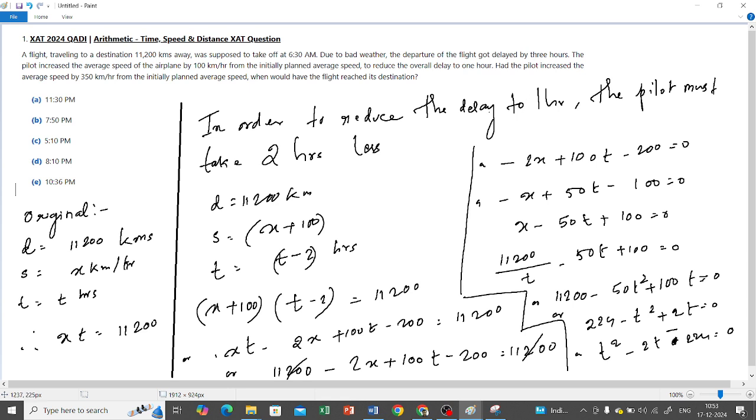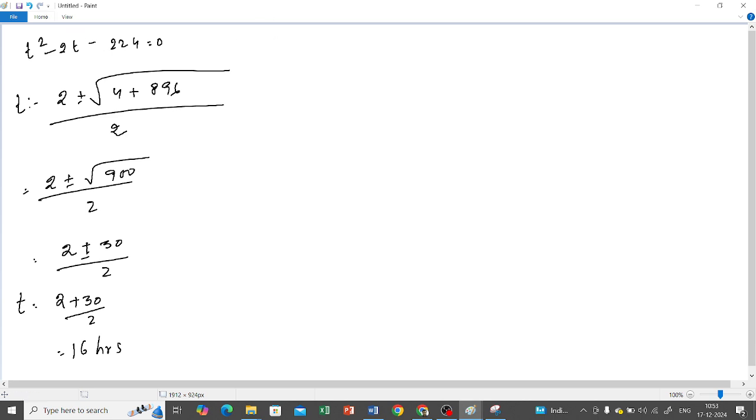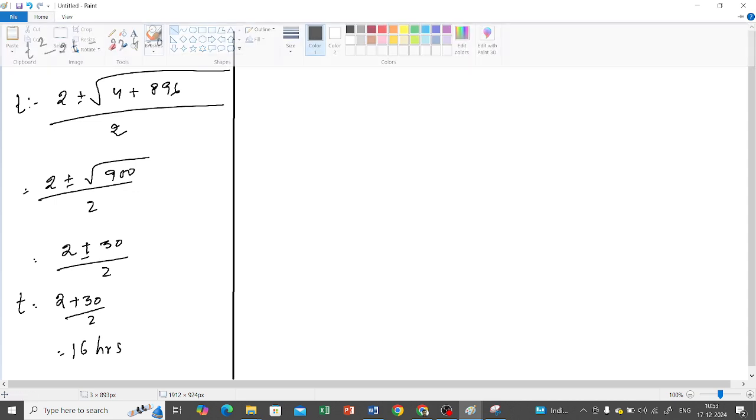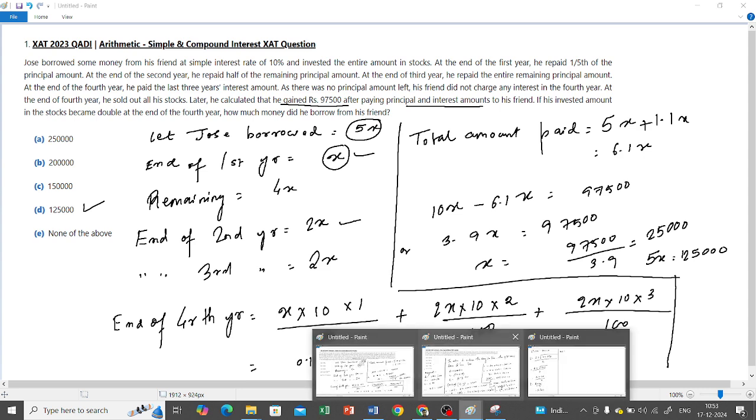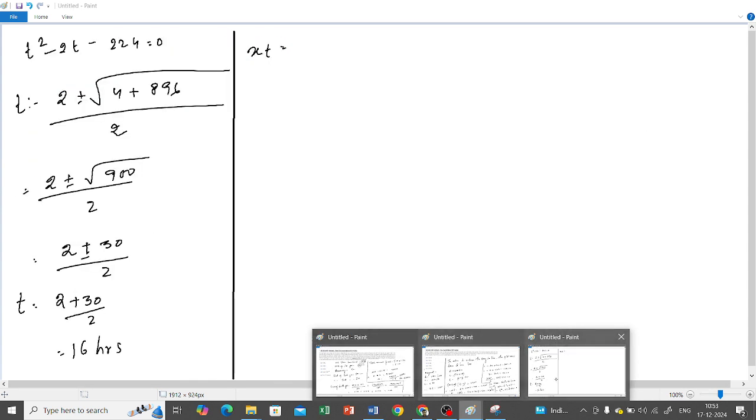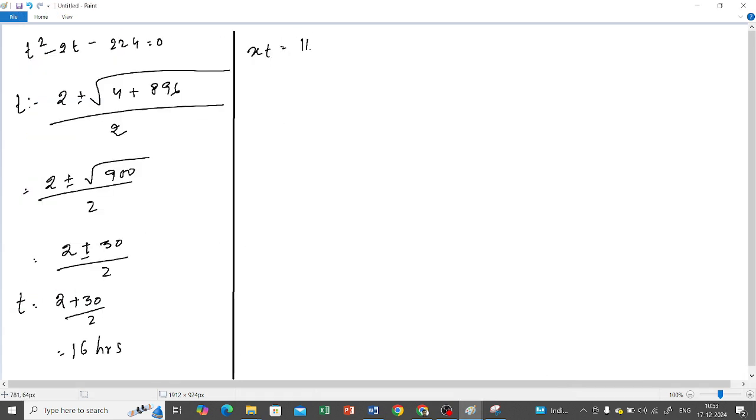Now the question is, had the pilot increased, so t is actually 16. So if t is 16, then I can easily get x. 11200, so x equals 11200 divided by 16, so that is 700 kilometer per hour. This is its original speed.